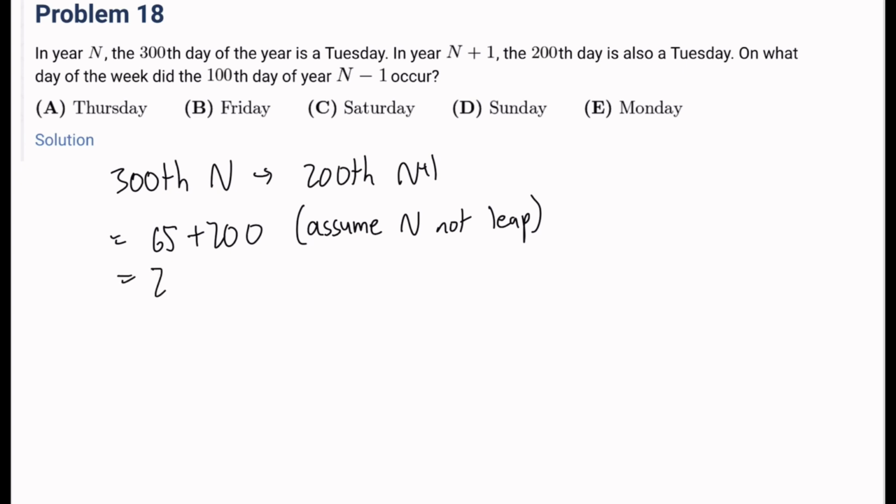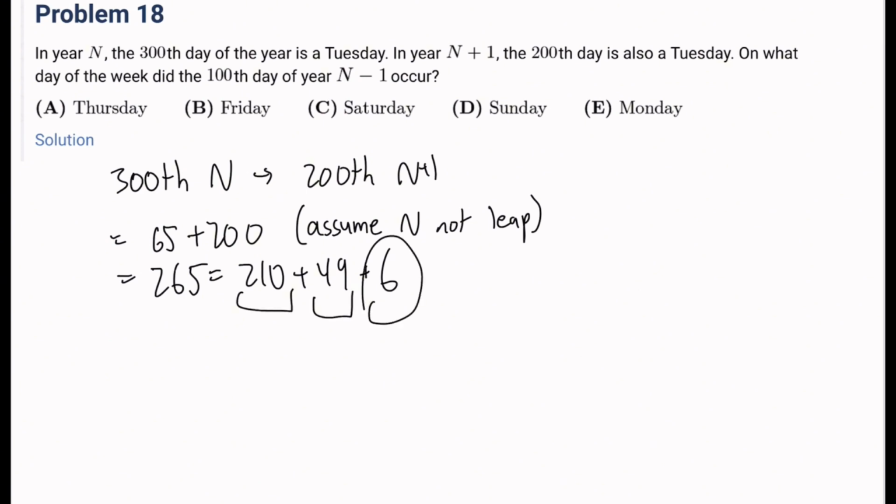So this is 265, which, if we divide it into multiples of 7, would be 210 plus we have 55 left, so 49 plus 6, right? Okay, so this is a multiple of 7 and this is a multiple of 7, but this is not a multiple of 7 and it has to be, right? And so what that means is that this should have been 7. And so that means that this should not have been 265, that should have been 266, right? And so that means there were actually 66 days left in the year n, right?